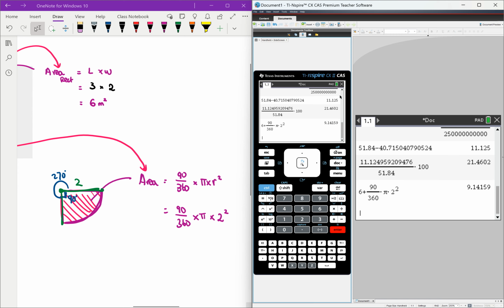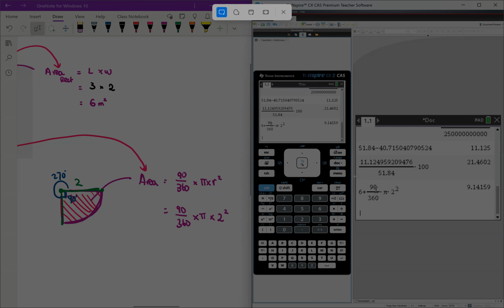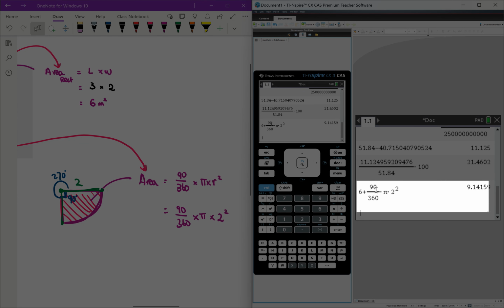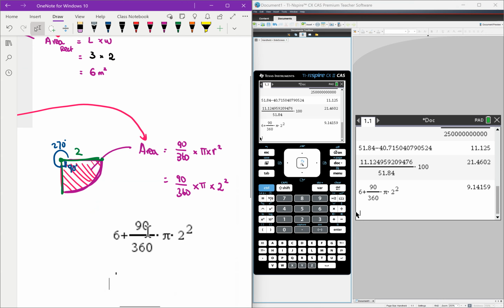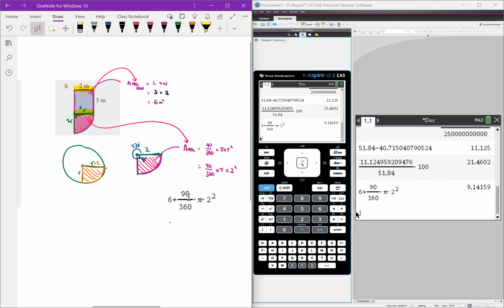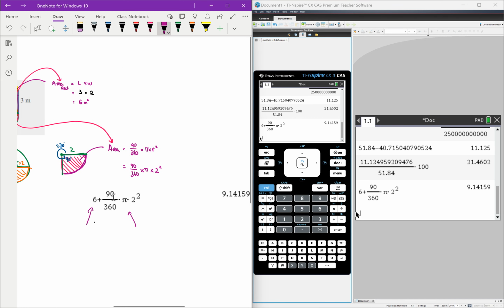So I'm just going to screenshot that section. Here we go. We're going to screenshot it. There we go. So this is my answer for the total area of that shape, because that's 6 plus the area of a circle. So that's the rectangle, and that's the quarter circle.